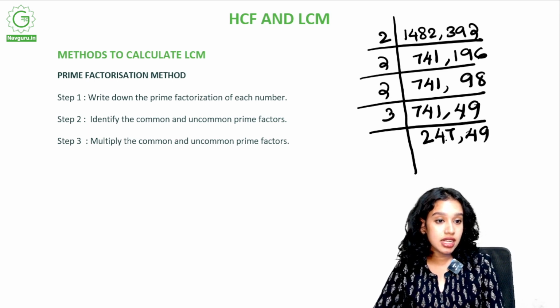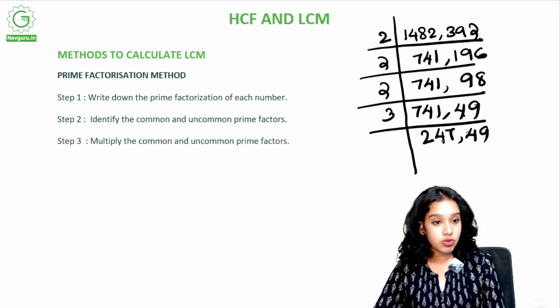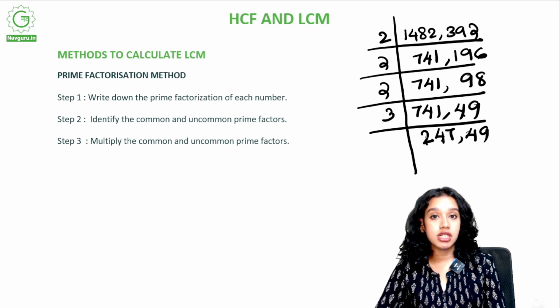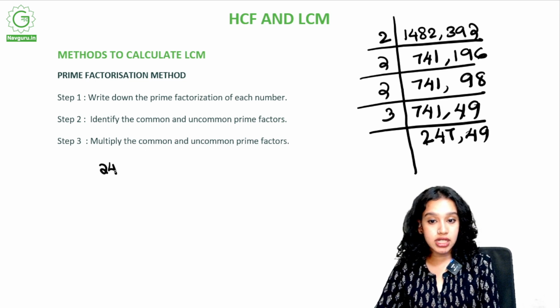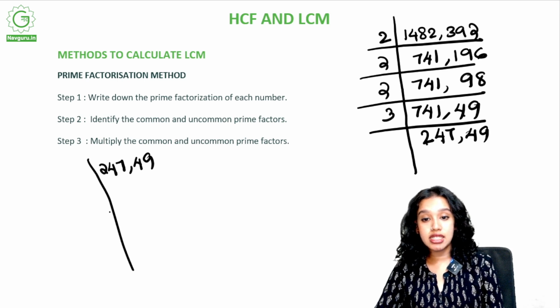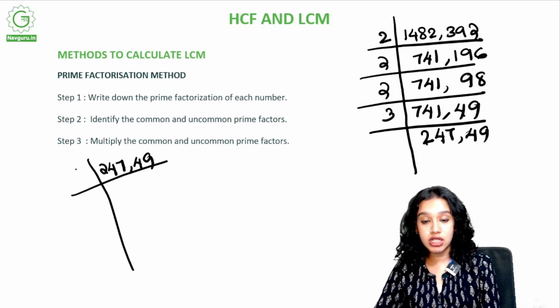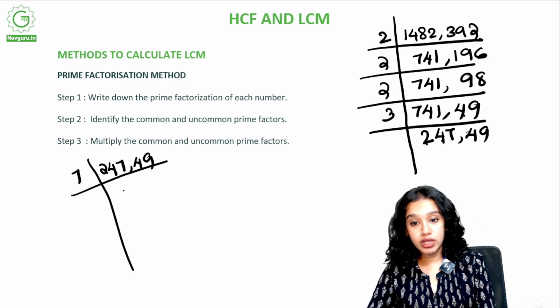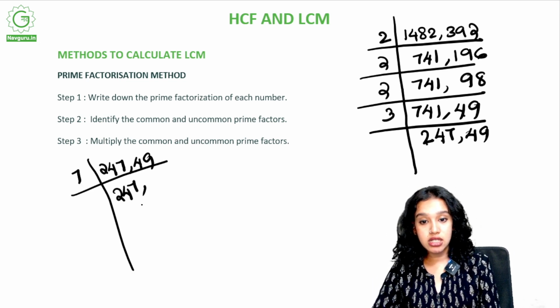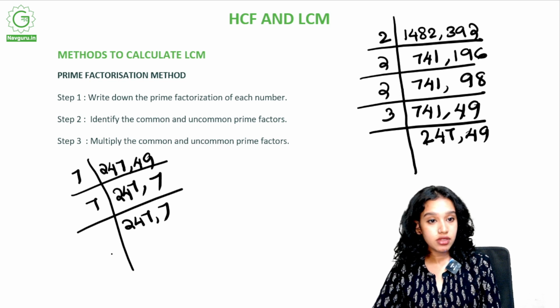Now again, let's check whether this number is divisible by 3. So 7 plus 4 is 11, 11 plus 2 is 13 and it's not divisible by 3. So we have 247 and 49. Now 49 is divisible by 7. What about 247? 247 is not. So we'll keep 247 as it is and we'll take 7 for 49. Now again with 7 we'll get 247 and 7.